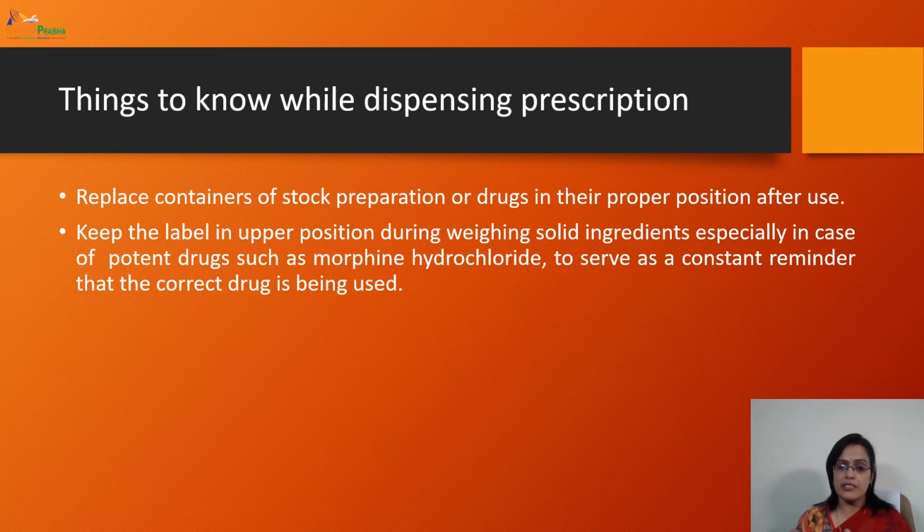Replace the containers of stock preparation or the drugs in their proper place. Keep the label in the upper position during weighing of the solid ingredients, especially in case of potent drugs such as morphine hydrochloride, to serve as a constant reminder that the correct drug is to be used by the patient.